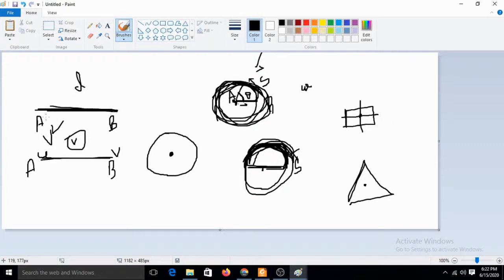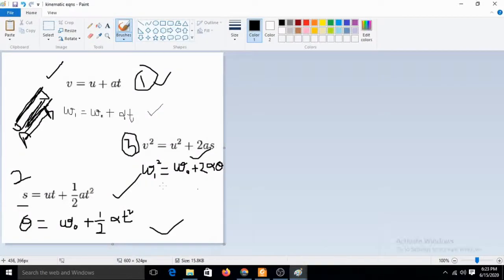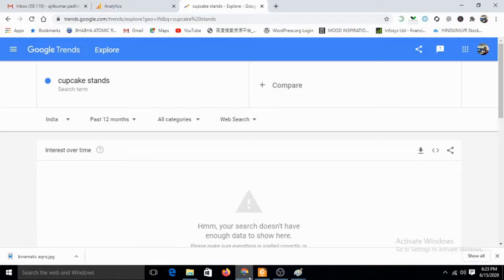A particular object travels from point A to point B, which means the rate of change of displacement. These are the simple definitions. Kinematics of circular motion: what is kinematics of circular motion? It simply states that all we have studied here also applies. These are the kinematic equations.